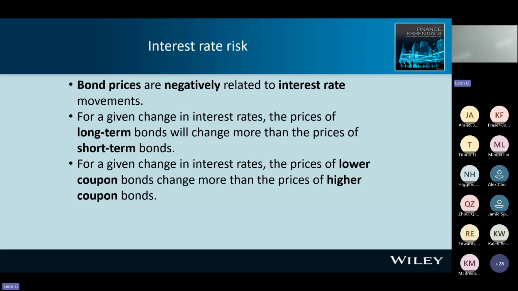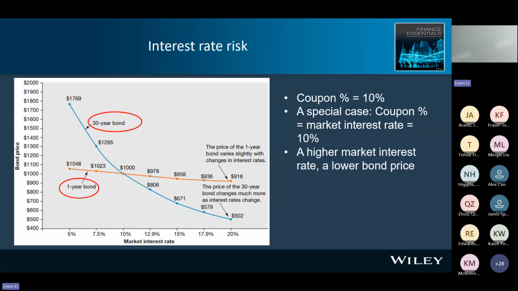Okay, now we are going to show you the detail about long-term versus short-term. We use a graph to show you the long-term bond versus short-term bond. All right. First point you need to know, higher market interest rate, lower bond value, because interest rate is our discount rate in the bond valuation formula. So higher market rate, higher discount rate, lower bond price.